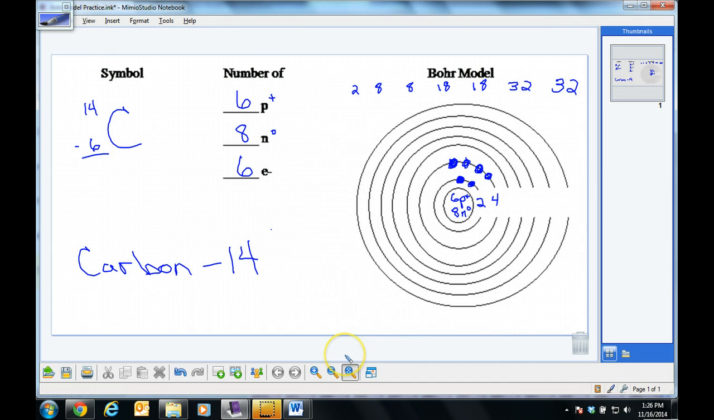I will be giving you a worksheet, a series of worksheets where we will do this, and we will do this quite a bit in class. Please come back to this video and review it, but please ask questions in class. We will be having a Bohr model quiz within the next few days.